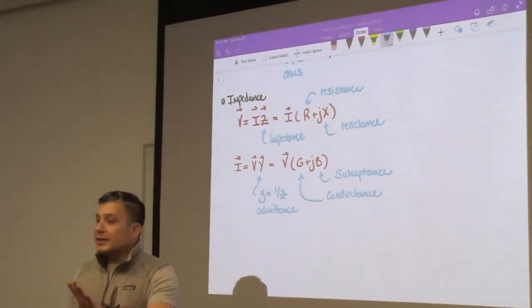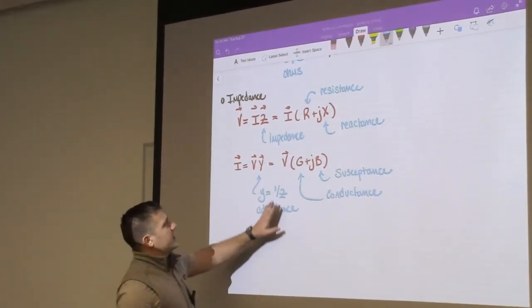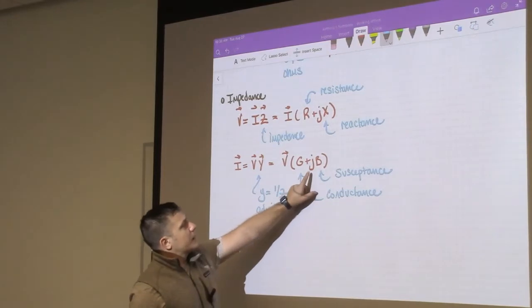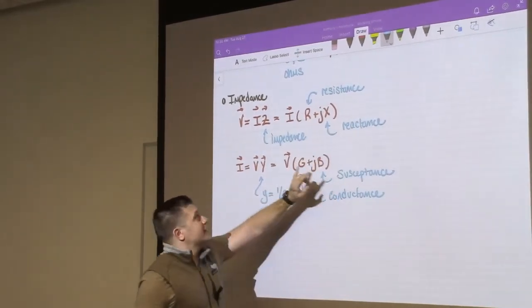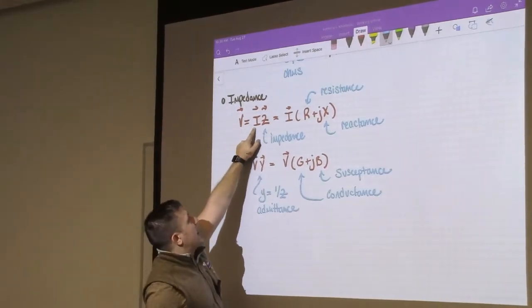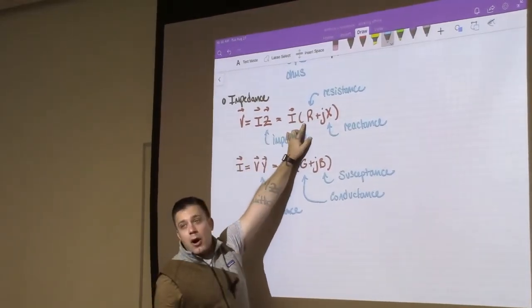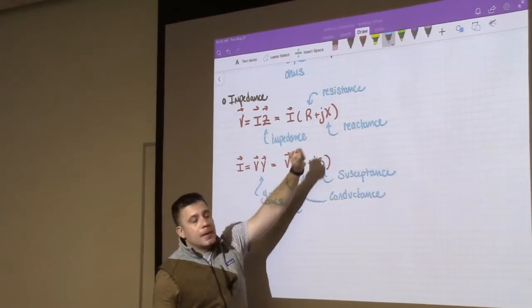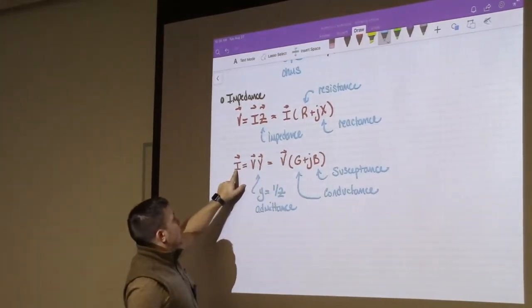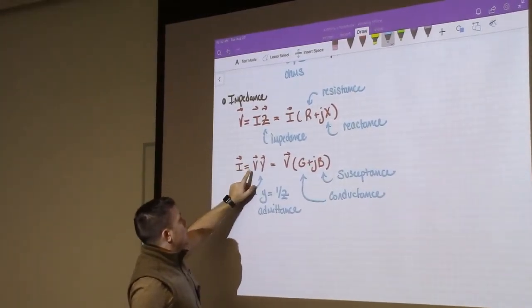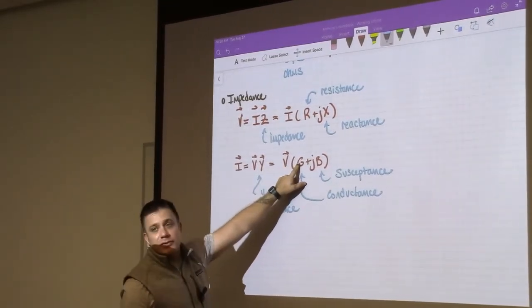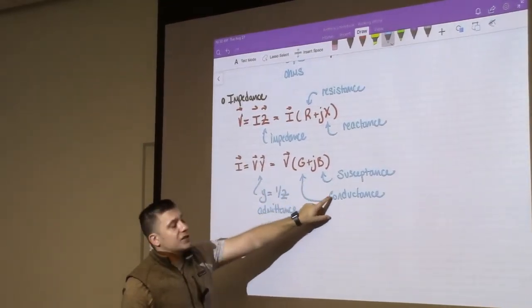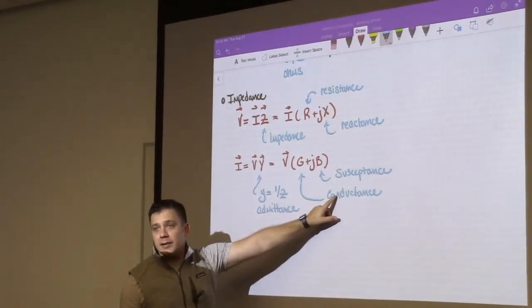The thing is, in DC systems, there is no imaginary component. So that's the reason why we take V equals IZ and we call it V equals IR, because this portion goes away. Same thing here. We could say I equals VY, but in DC systems we would just say V times G. You will see the term conductance used in DC systems.